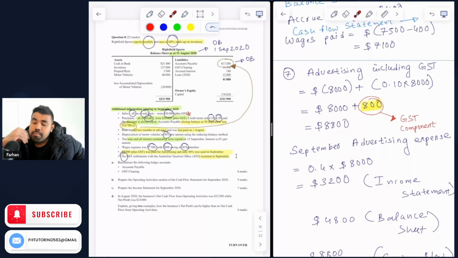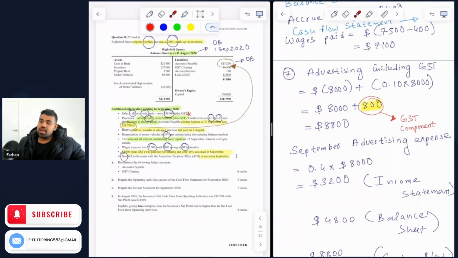So other examples we can think of are whatever payments you make to your accounts payable. It could be greater than the cost of goods sold. And why? Because accounts payable refers to the credit suppliers. We could owe our credit suppliers on purchases that we have made in the past, in the previous period, and we have decided to pay them in the next period. So this is another reason why there could be a difference between the net profit and the cash flow.